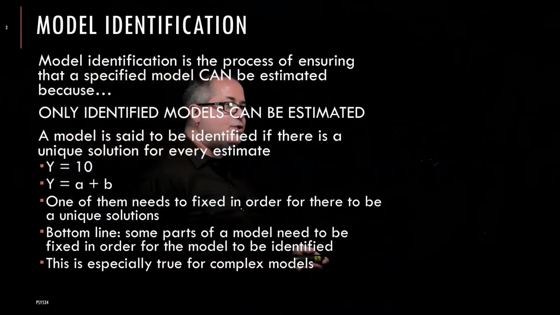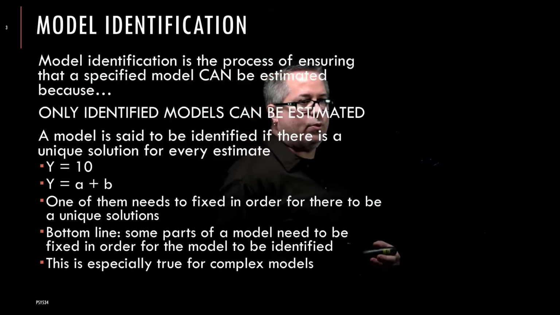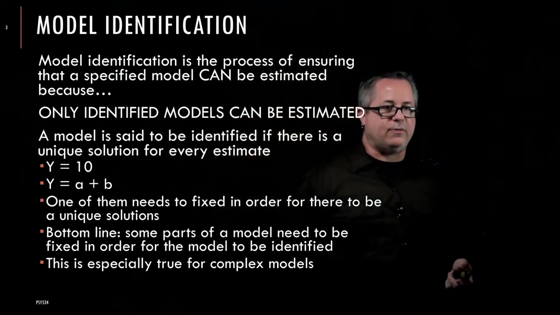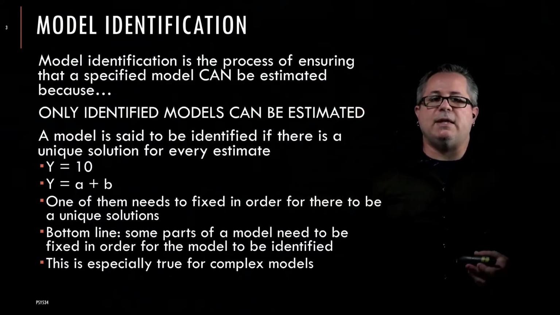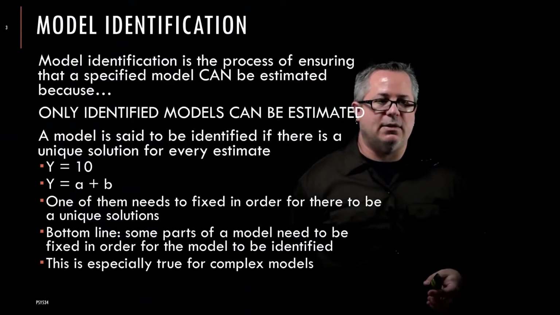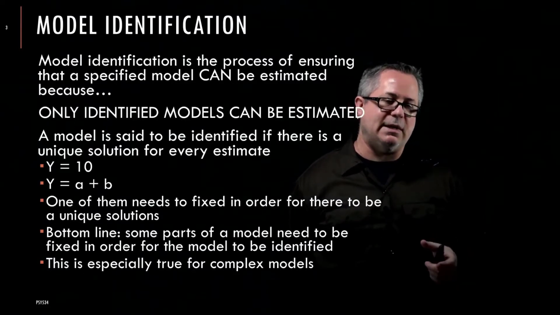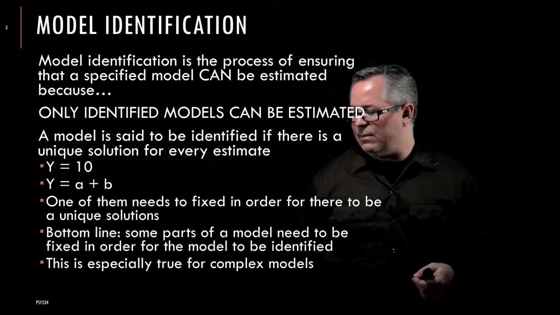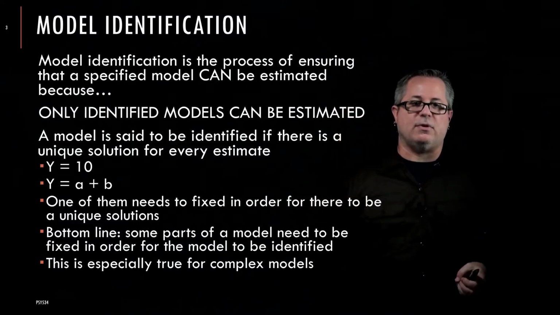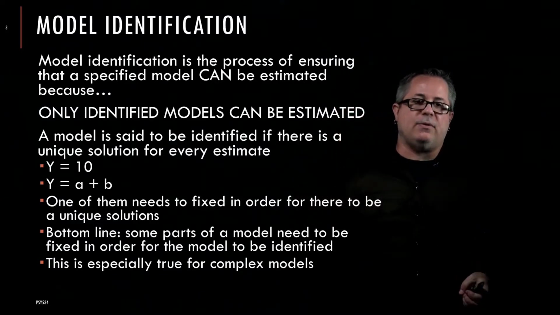So model identification is probably the most important step. When you're doing model specification, you need to make sure that things are identified. Only identified models can be estimated. So that's the trick. The key here is that only those models that are identified can be estimated. So we have to make sure that models are identified.